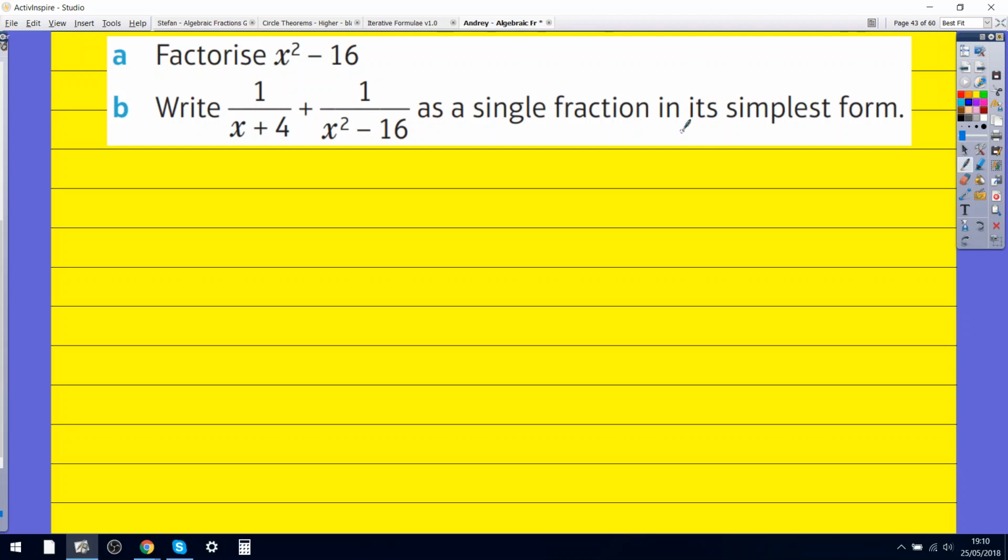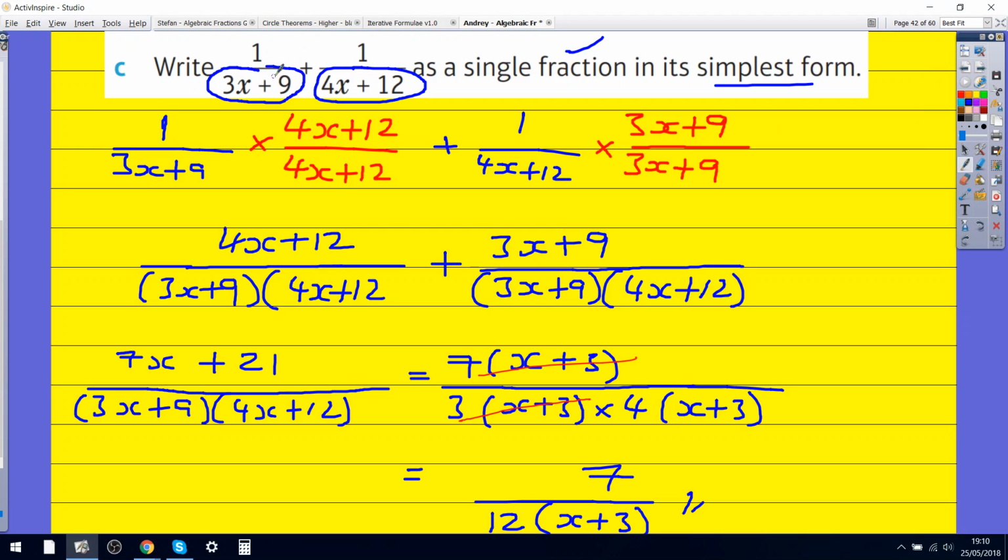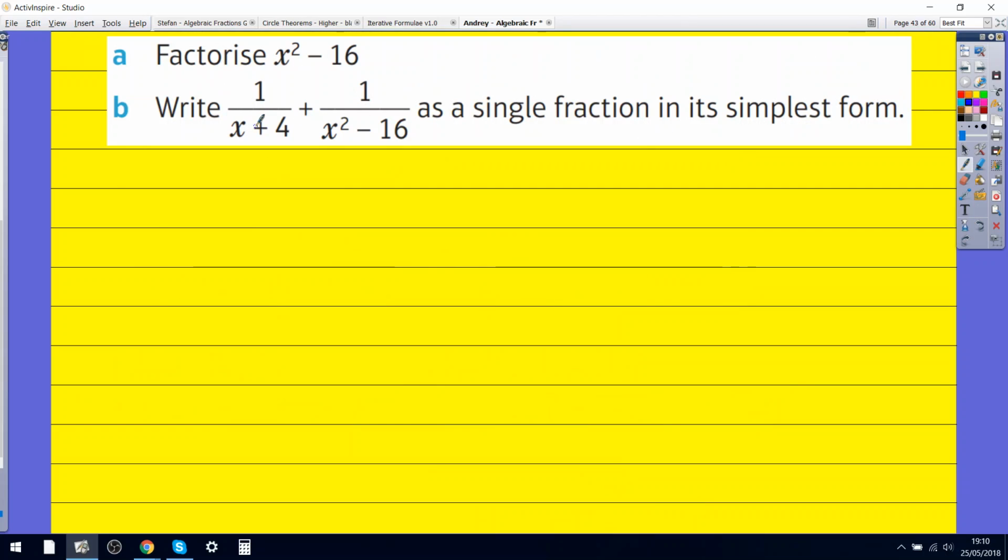So now what we could have done was we could have factorized these at the start and then done it. So let's factorize from the start this time. So x squared minus 16, can you factorize that?